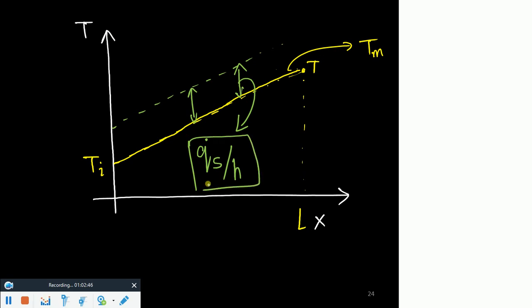Right? So at all the points, at all the cross sections inside the pipe, for q dot s equals a constant boundary condition, this difference delta T, which means Ts minus Tm, remains the same and its value is equal to q dot s over h.